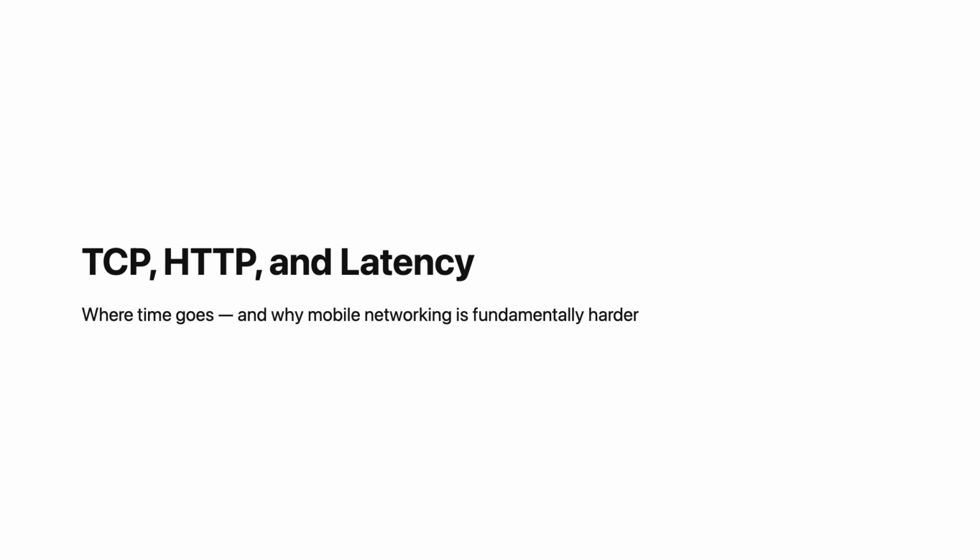We will look at how TCP guarantees that your data arrives intact and in order, why the first request to any server is always the slowest, and how the evolution from HTTP/1.1 to HTTP/2 to HTTP/3 has been one long fight against latency. If you have ever wondered why mobile networking feels fundamentally different from Wi-Fi, this video will explain exactly why. TCP, Transmission Control Protocol, makes two big promises.